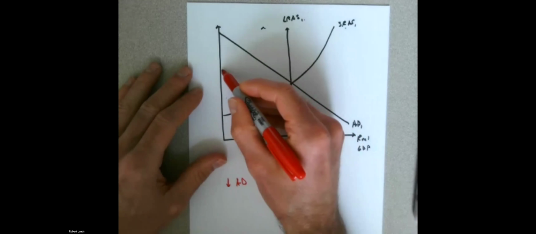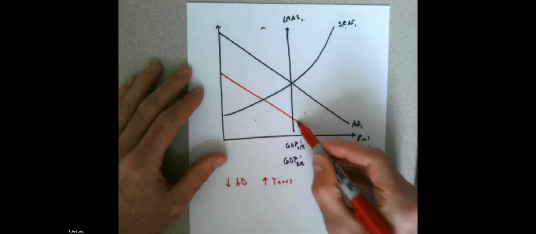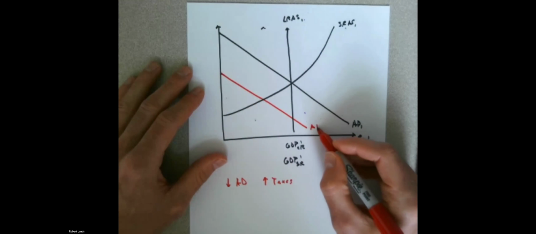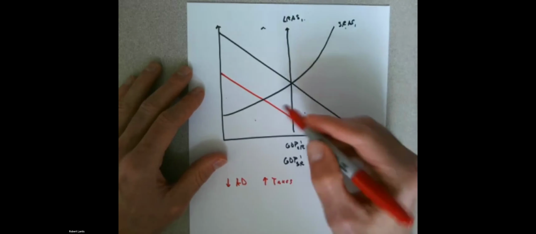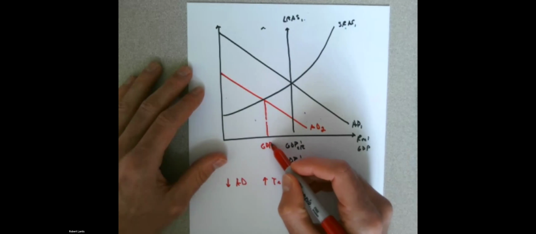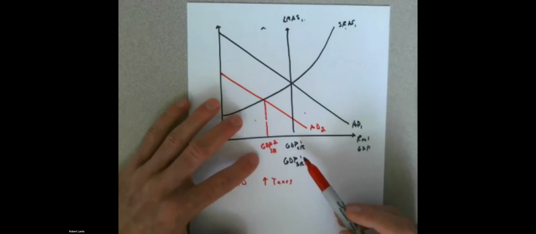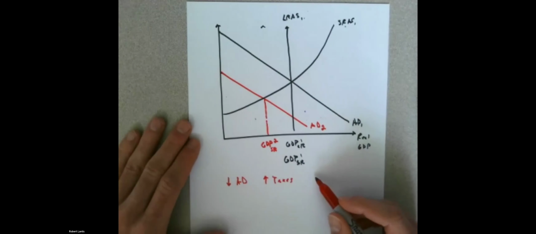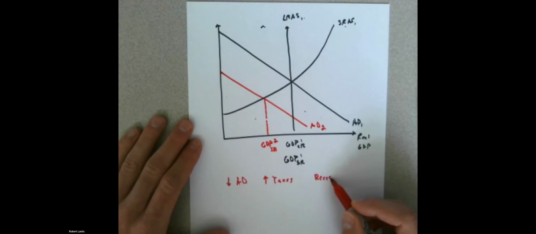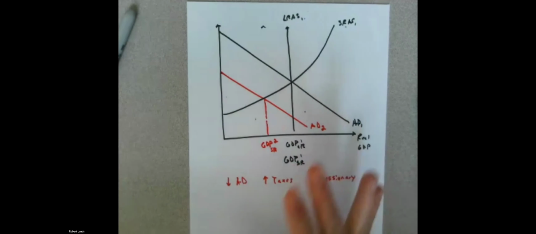So if I increase taxes, maybe I get something that looks like this, right? So I think, okay, this initial change is going to cause my GDP to be too low. If that's the case, I've actually gone from no gap to a recessionary gap. Okay. Now, why would the government want to do this?